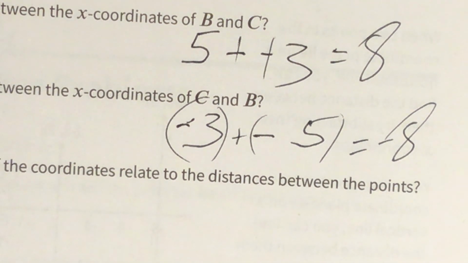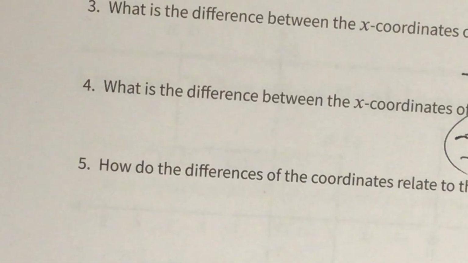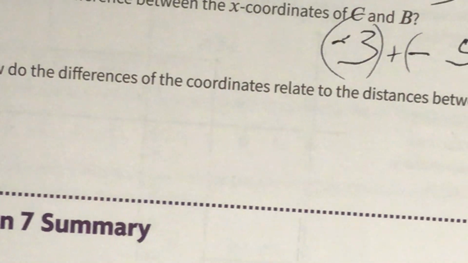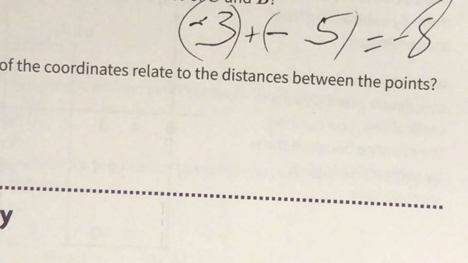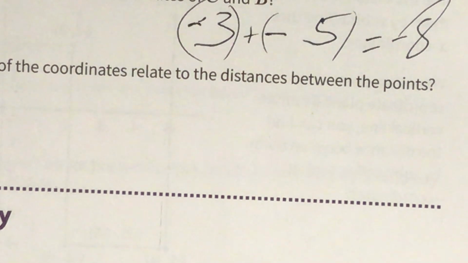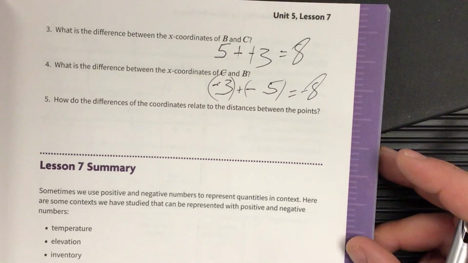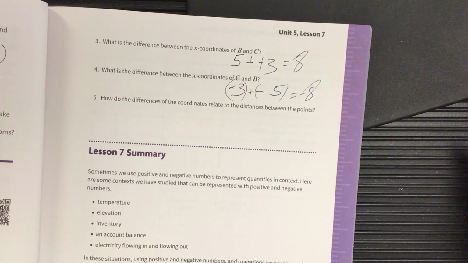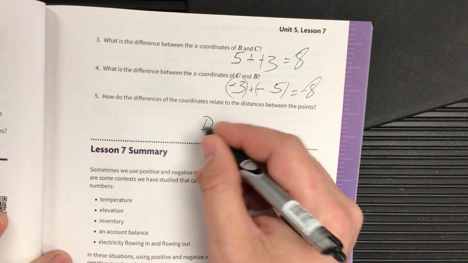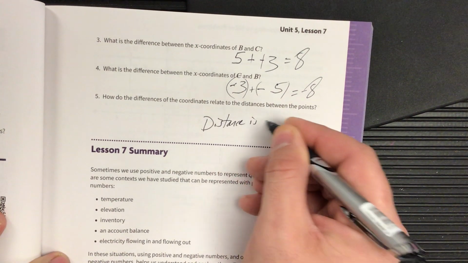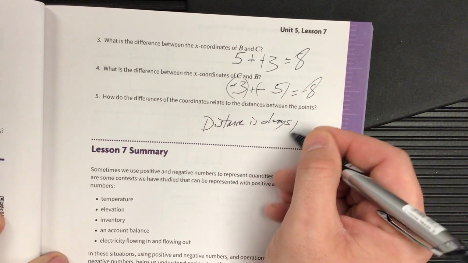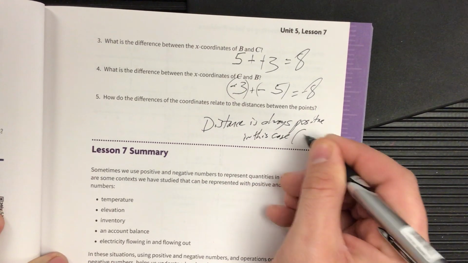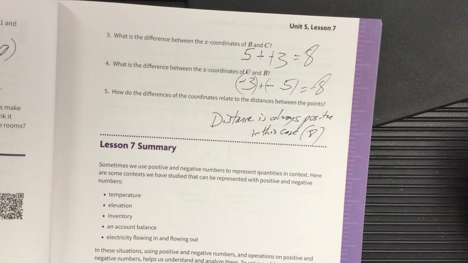Just the opposite order. Again, if that would say distance, then both the answers would be 8, but it says difference. How do the difference of the x-coordinates relate to the distance between them? Remember what you told me the distance was? Okay, so how do these compare with the distance? I guess we already kind of answered that. Distance is always positive. In this case, it would have been 8 if we were comparing those.